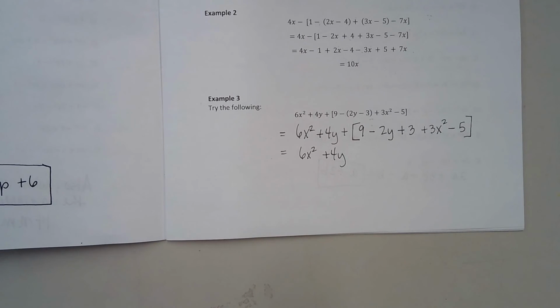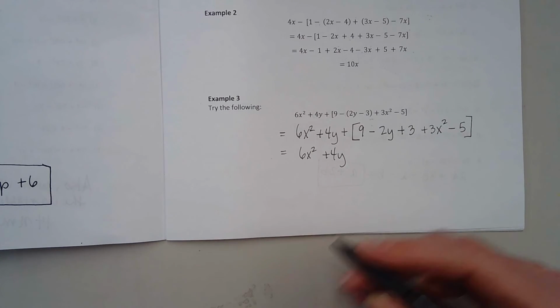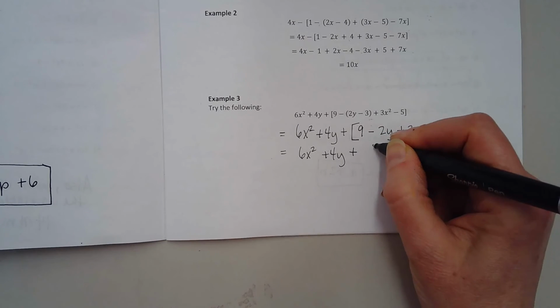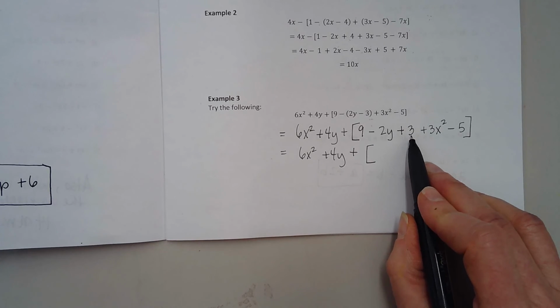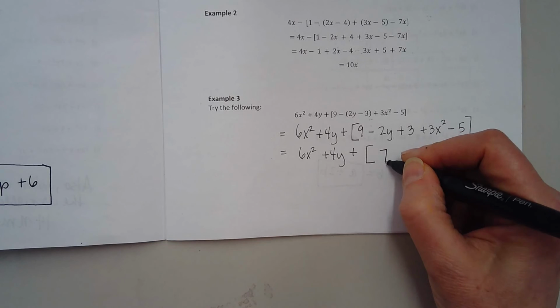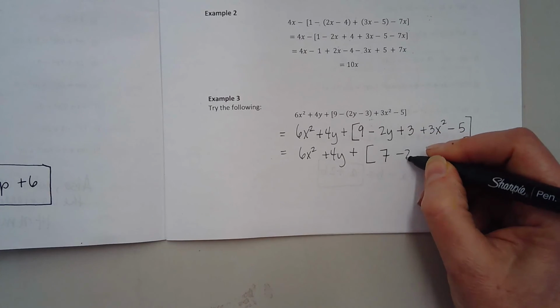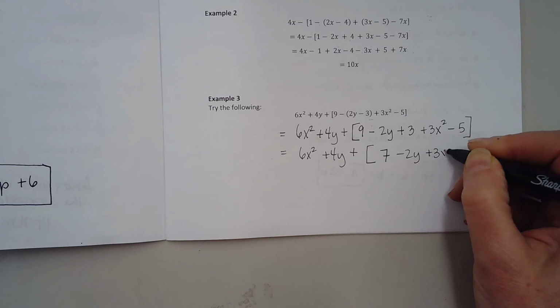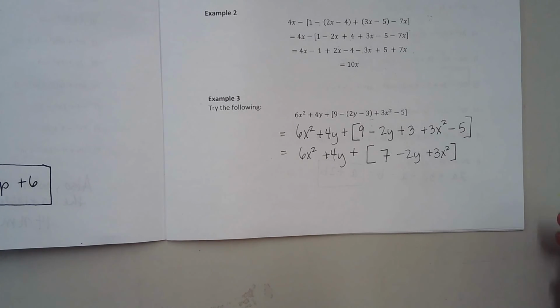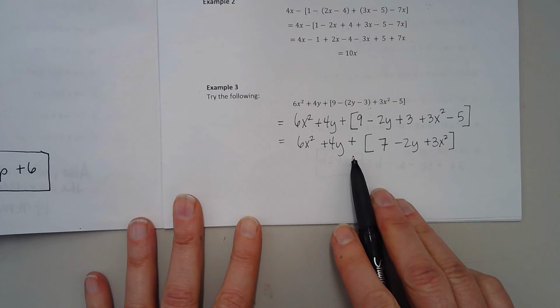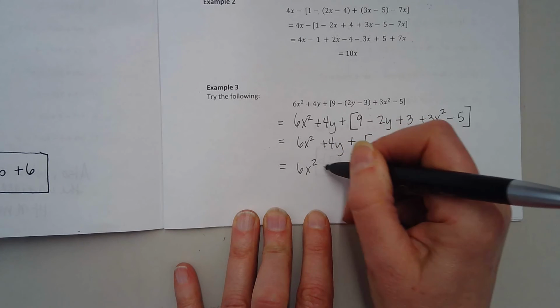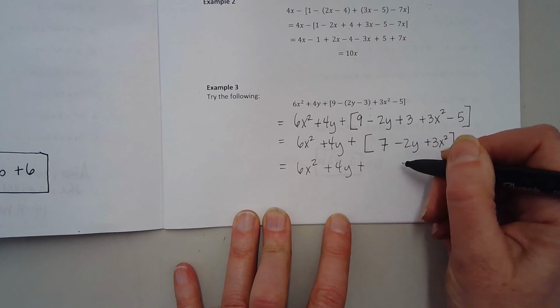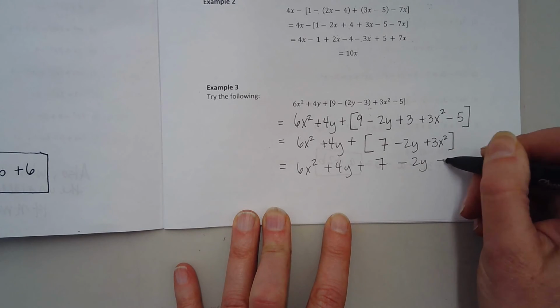Again, you could choose to, I think I'm going to do this, I'm going to simplify the brackets first. So inside the brackets I have 9 plus 3 is 12, minus 5 is 7, and then I have a minus 2y and a positive 3x squared. I find that just makes it a little simpler. Okay, what does a plus sign in front of a set of brackets do to everything inside the brackets? It does nothing, so I just take the brackets away. So I have 6x squared, positive 4y, plus 7, minus 2y, plus 3x squared.